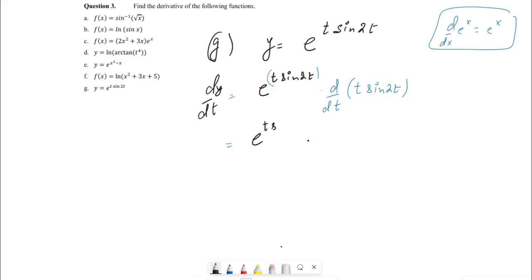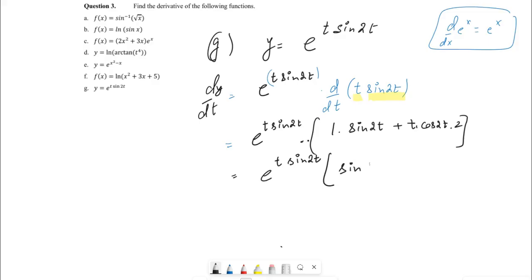e to the power t sine 2t times, because we need to differentiate this as a product of two functions, the derivative of t is 1 times sine 2t plus t as is. The derivative of sine 2t is cosine 2t times 2. The answer is e to the power t sine 2t times sine 2t plus 2t cosine 2t.